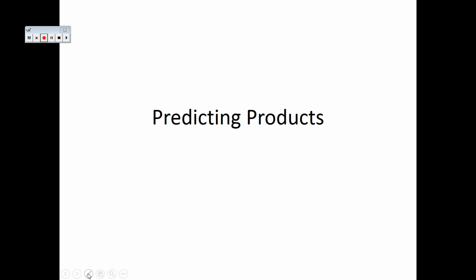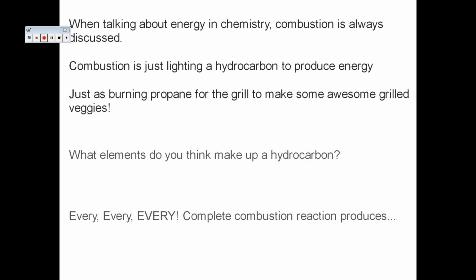Okay, so today we are going to talk about predicting products of the 5 types of reactions that we saw in the previous notes. So we know from the previous notes there are 5 types of reactions that we can classify based on how the reactants form products. And they include combustion, single replacement, double replacement, synthesis, and decomposition.